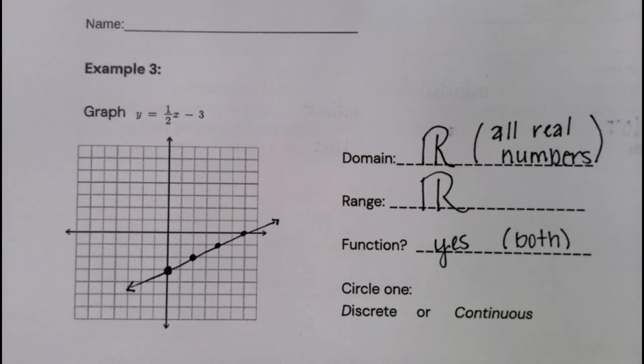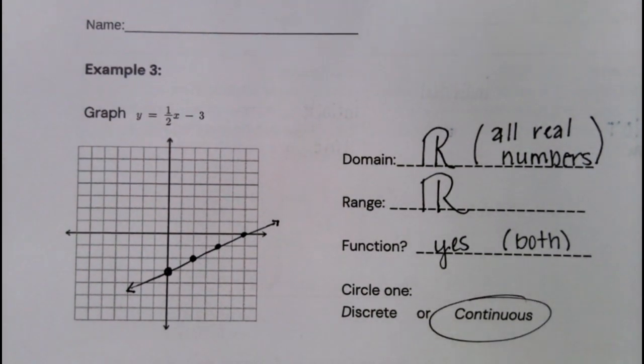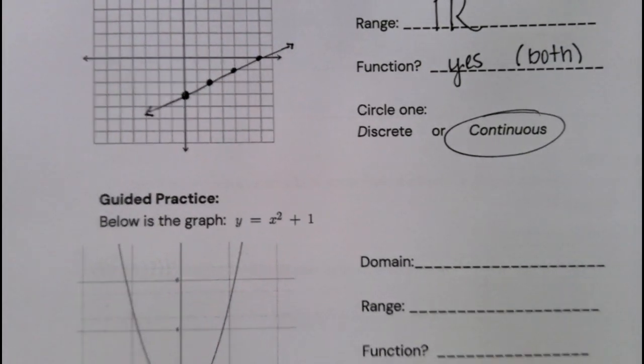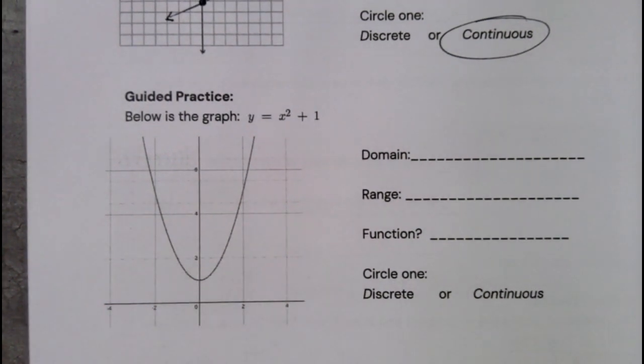Is it discrete or continuous? Continuous. It is a line, so therefore it's connected. All right, I know the next one says guided practice. Normally you would do that on your own, but we're actually going to go through this one together because we haven't talked about parabolas yet.